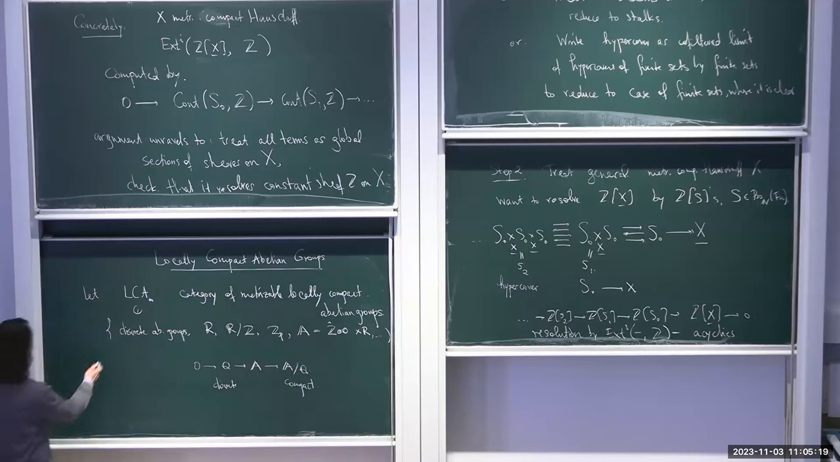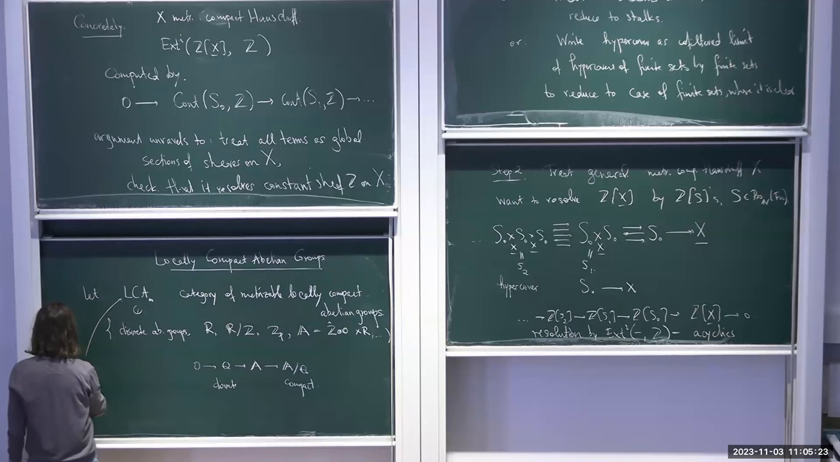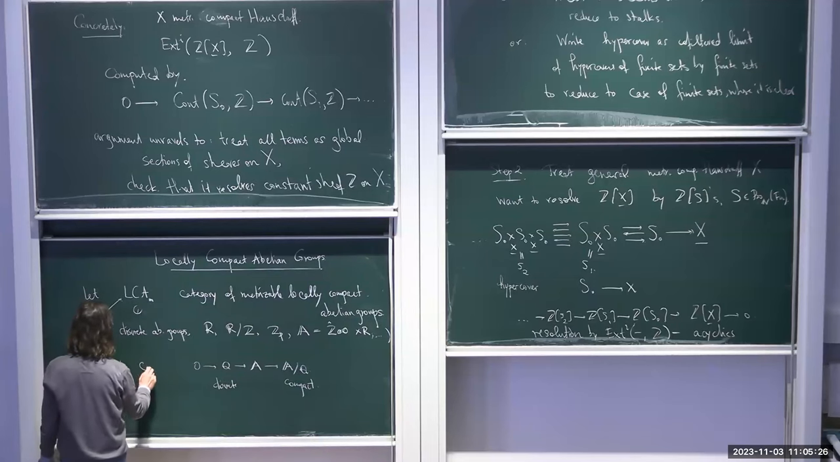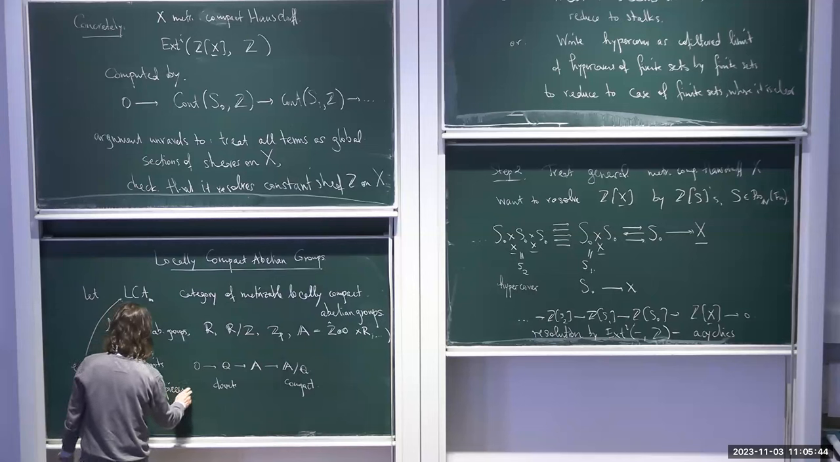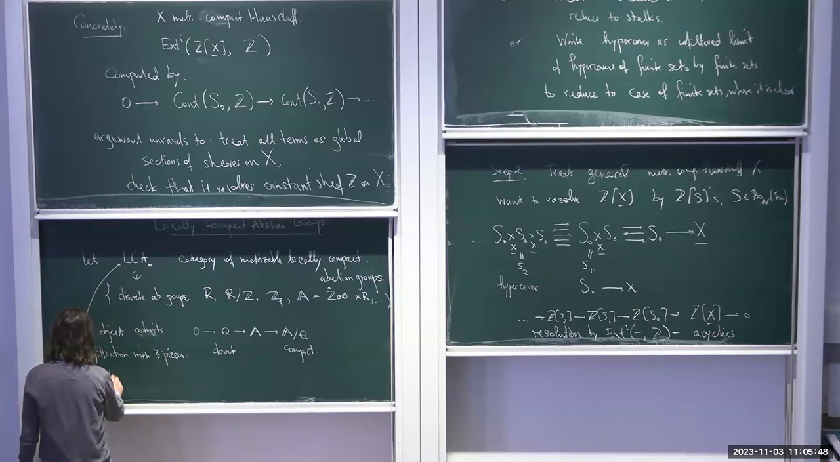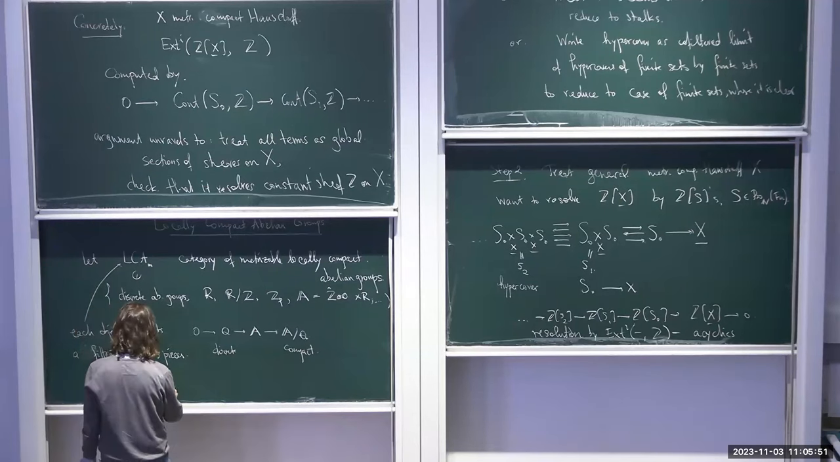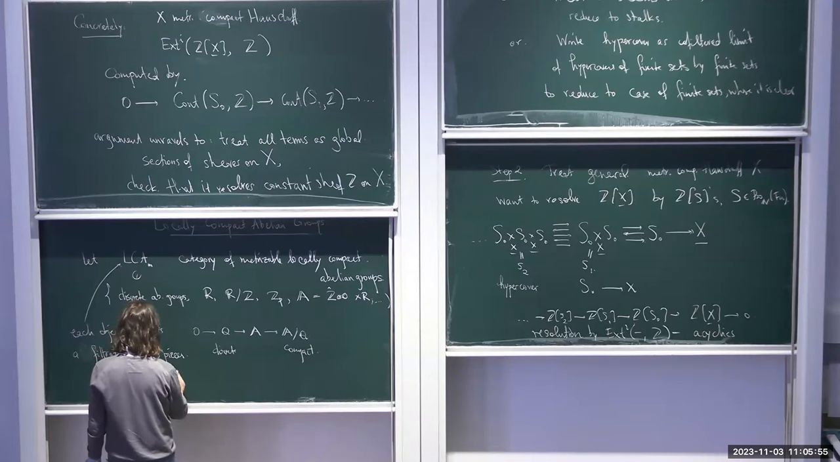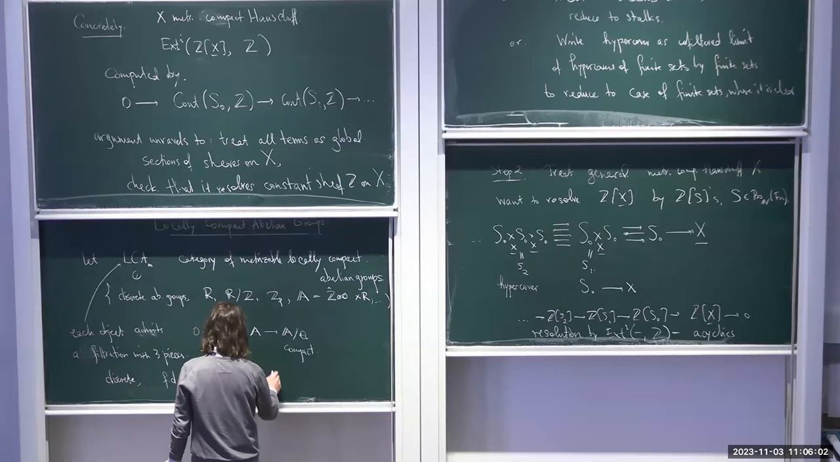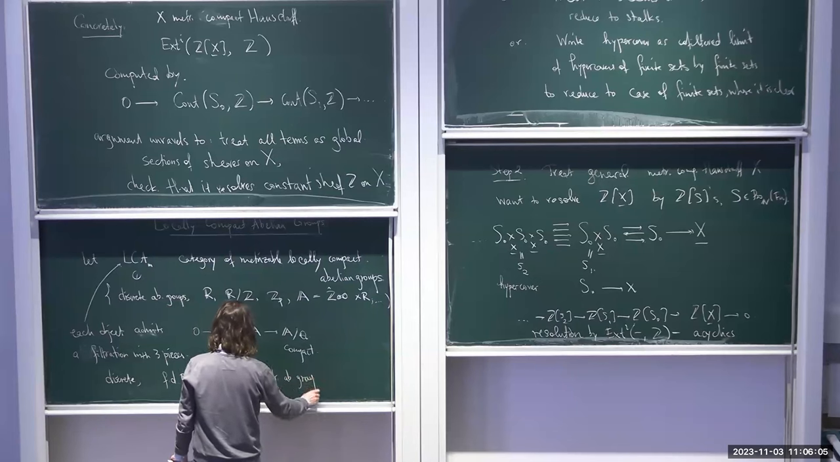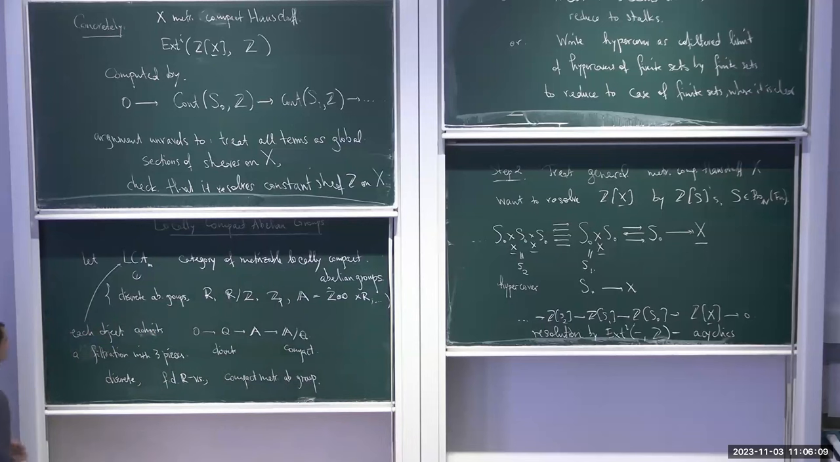And so there is some kind of structure theory for these guys. Each object admits a filtration with three pieces. One piece is discrete. One piece is a finite dimensional real vector space. And one piece is a compact abelian group. Right, I'm always getting confused about the order, so let me just say.